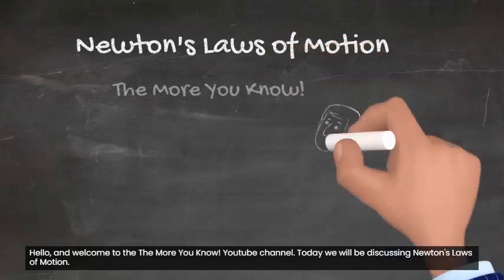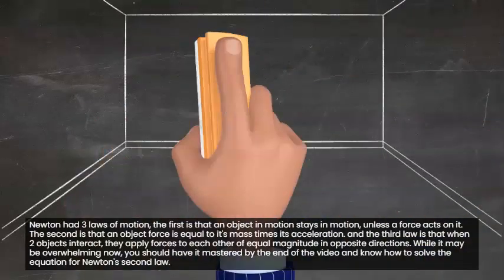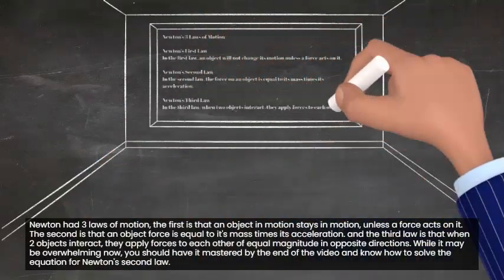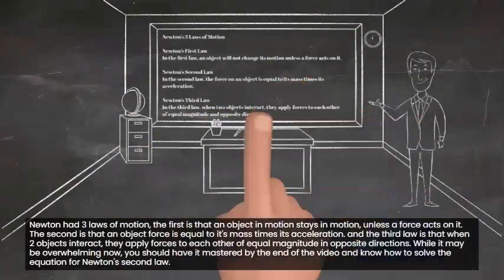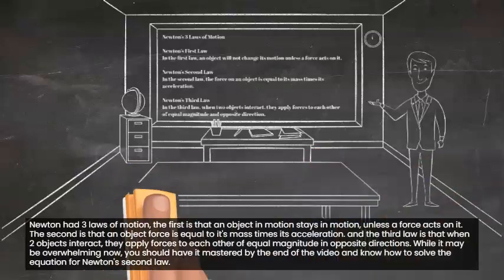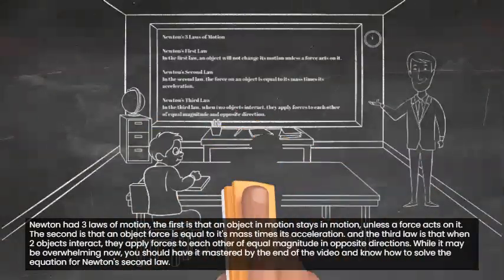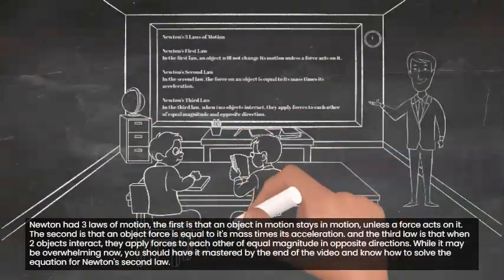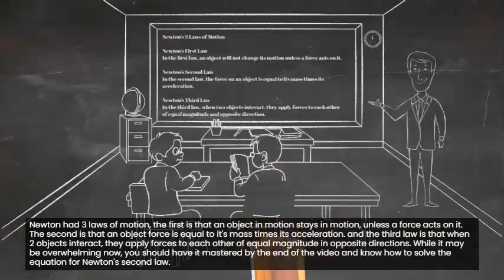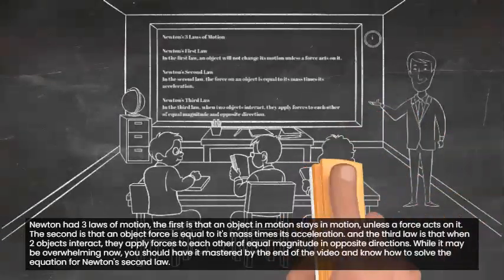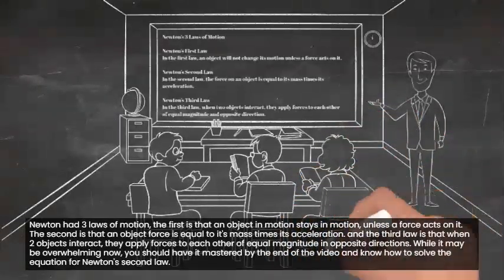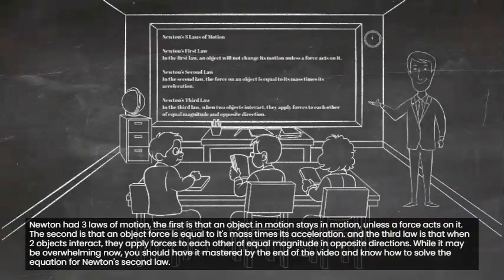Today we will be discussing Newton's laws of motion. Newton had three laws of motion. The first is that an object in motion stays in motion, unless a force acts on it. The second is that an object's force is equal to its mass times its acceleration. And the third law is that when two objects interact, they apply forces to each other of equal magnitude in opposite directions. While it may be overwhelming now, you should have it mastered by the end of this video and know how to solve for Newton's second law.